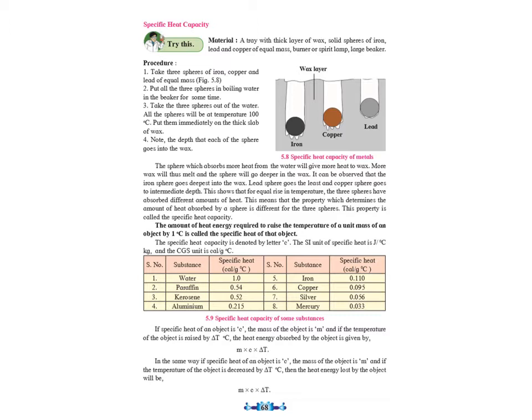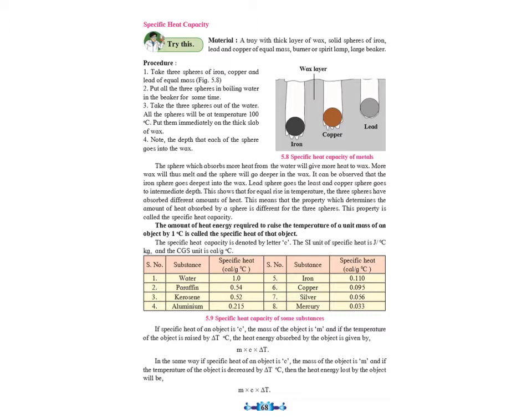Now the sphere which absorbs more heat from the water will give more heat to the wax. More wax will thus melt and the sphere will go deeper in the wax. It can be observed that the iron sphere goes deepest in the wax, the lead sphere goes the least, whereas the copper sphere goes somewhere in between. This shows that for an equal rise in temperature, the three spheres absorbed different amounts of heat.